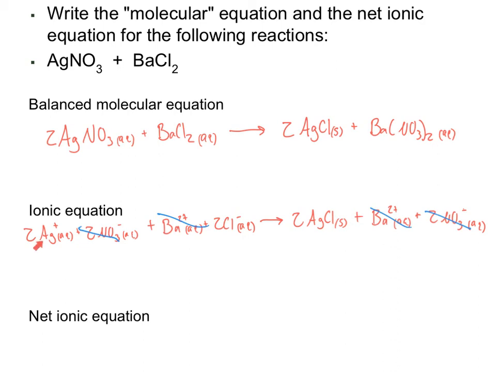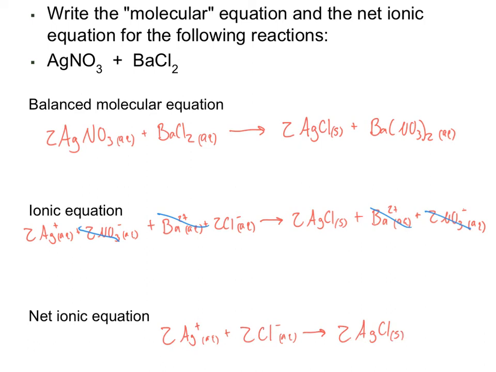And so that leaves us with our 2 silver plus ions reacting with our 2 chloride minus ions to form 2 silver chlorides. And so now we're ready to write out our final net ionic equation. We have our 2 silver pluses reacting with our 2 chloride minuses to form 2 silver chloride in the solid form.